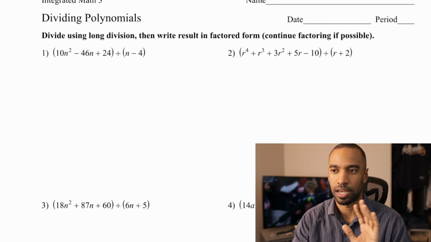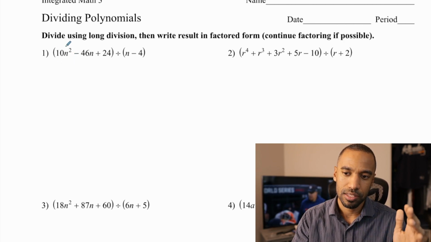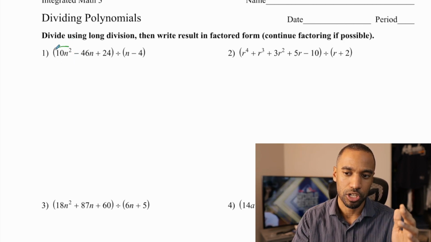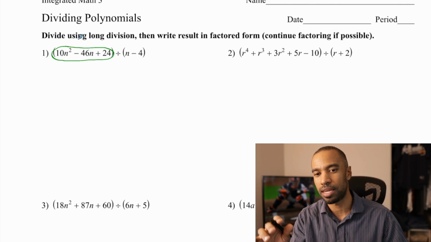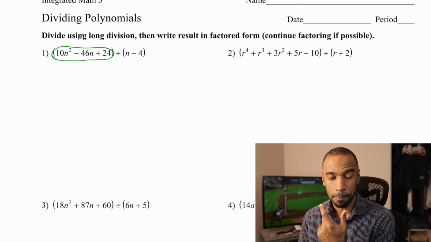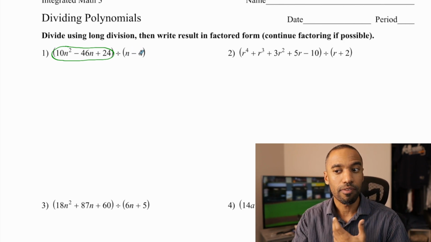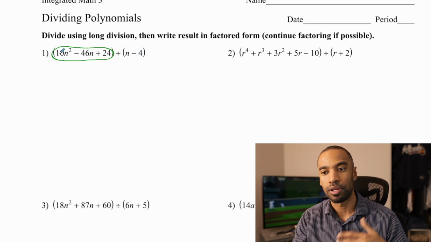So what this means here, guys, what we're actually looking at, if you will indulge me, is this expression right here, 10n squared minus 46n plus 24. This is, to me, the OG expression in and of itself. It is the dividend. And I'm going to provide you a divisor. I'm going to provide you something that actually factors out from here.